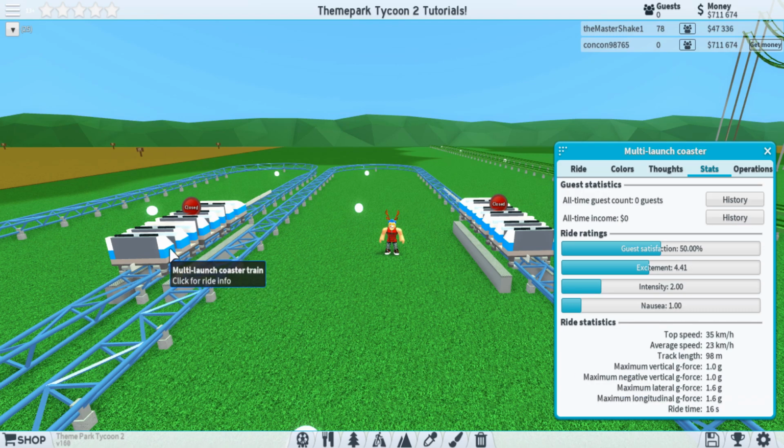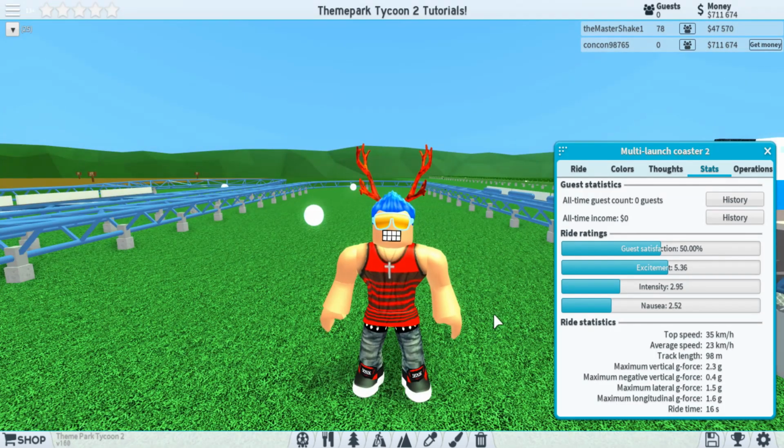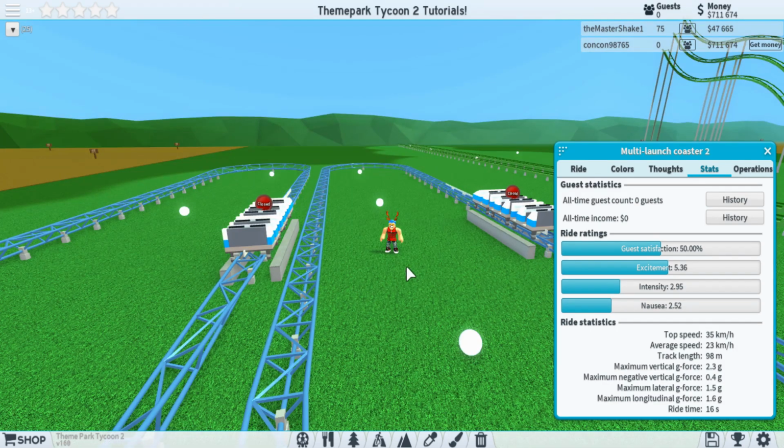But if we go over to the right one, we click on stats, you can see this one has vertical G-forces. That's because the banking transfers those lateral G-forces into vertical G-forces. I know it can get pretty complicated sounding, but just try to stick with me through this. Instead of pushing you out to the side, the banking pushes that weight down into your body more than out to the side of your body.